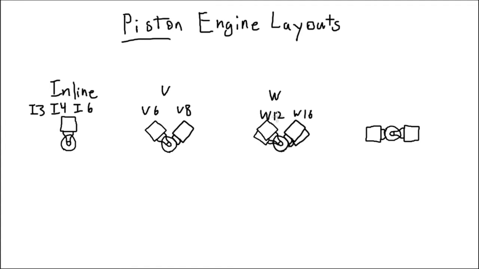Generally most of your W engines are going to be in a lot of higher end, sometimes supercar status cars. For a W12, there's a Mercedes S-Class that has a W12 in it, and for a W16, a good example would be something like a Bugatti Veyron. That one runs a W16 inside of it.